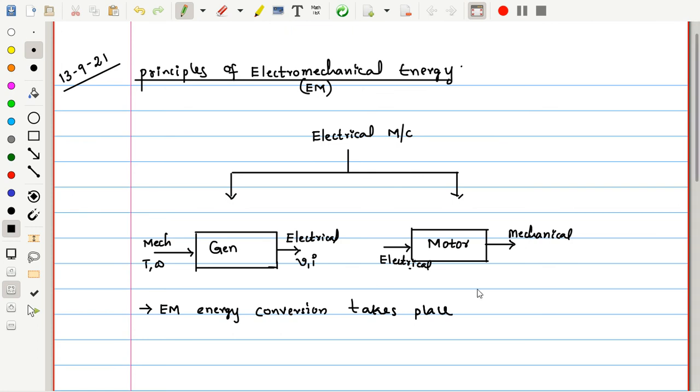via the medium of magnetic field, or simply magnetic domain, or let me say in detail, via the medium of electric field or a magnetic field. Here you should understand clearly.